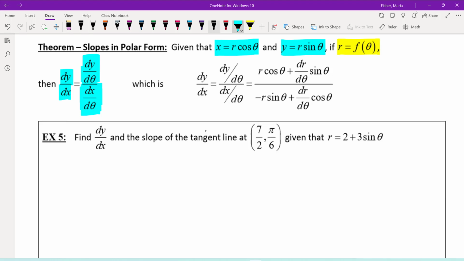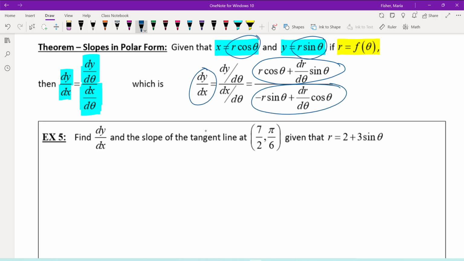Now, plugging in what we know for x and plugging in what we know for y, we end up with this formula here for dy/dx for polar, and that is that dy/dx is equal to r cosine of theta plus dr/d theta times the sine of theta, divided by negative r sine of theta plus dr/d theta cosine of theta. Now, I never use this formula when I'm finding dy/dx, just because that's more to memorize and it's not necessary.